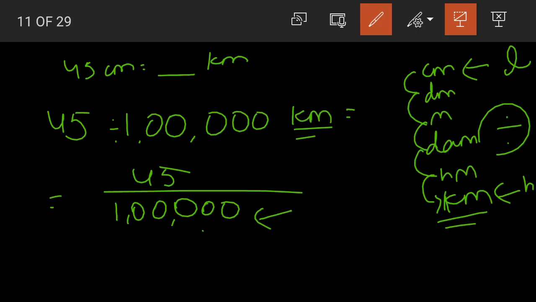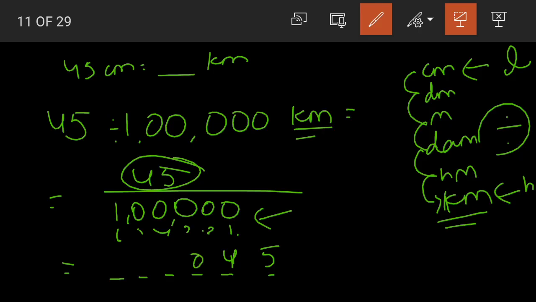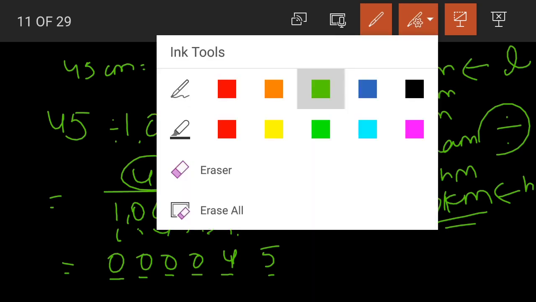Now, how to convert this? First, count the number of digits in the denominator. 1, 2, 3, 4, 5, 6. So, our numerator should also be a 6-digit number. We have 45. We'll write 45 as it is here in the last digits. Now, the remaining 4 digits. What to do with the remaining 4 digits? We need to place zeros.